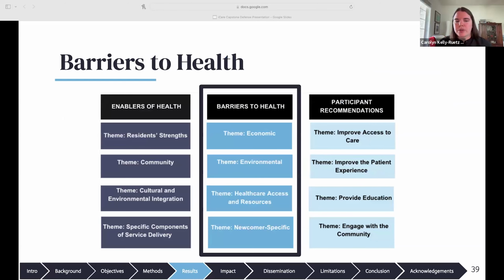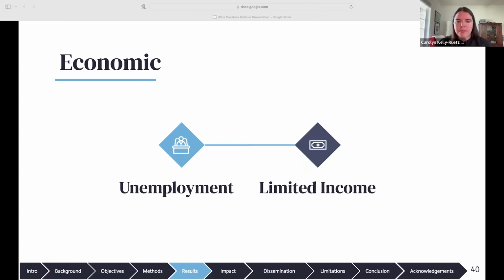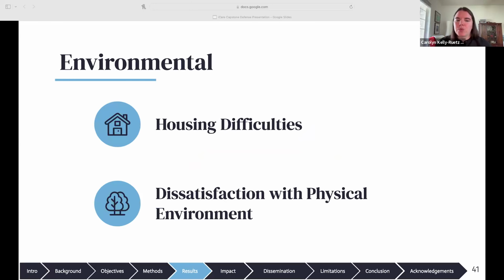The second category of our results is barriers to residents' health, described as factors that inhibit residents from meeting their health needs. Both residents and providers acknowledged that economic barriers to health were unemployment and limited income. These barriers were particularly relevant to newcomers. Another type of barrier were environmental barriers, which included trouble finding or affording housing and dissatisfaction with physical environment related to poverty, drug use outdoors, and feeling unsafe in the neighborhood. Again, this was more prevalent for newcomers.